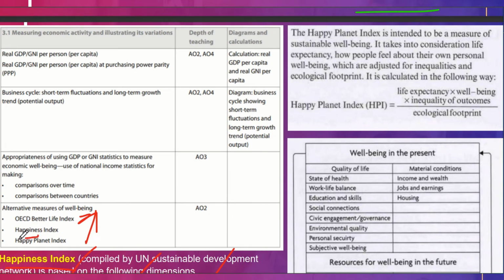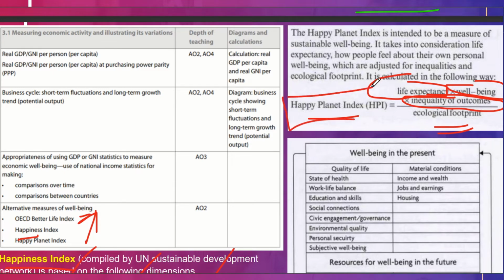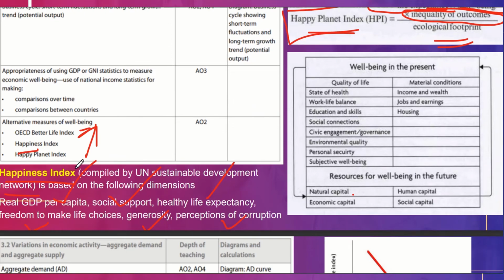Another index is the Happy Planet Index. The Happy Planet Index includes life expectancy as one component, economic well-being as another, and inequality of outcomes as a third component, all upon the ecological footprint. Life expectancy, economic well-being, and inequality of outcomes, relative to ecological footprint. These are used to measure the Happy Planet Index. So just remember the alternative measures of economic well-being: the OECD Better Life Index, the Happiness Index, and the Happy Planet Index. Okay.